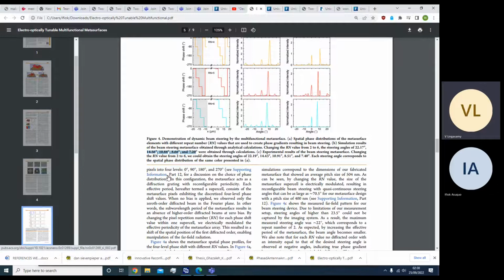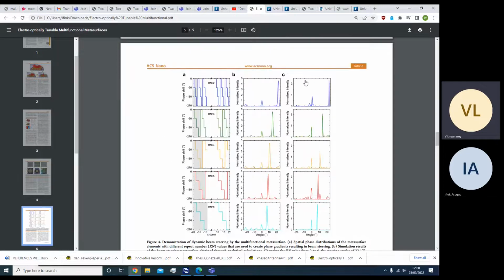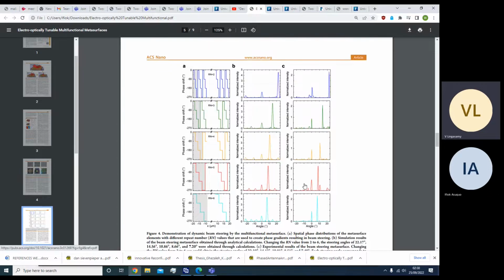Wait. See, RN is what? A repeat number? Yes, okay. Which means the number of elements or what? What is it? Yes, number. Look at it. Pixel repetition number. Okay. Can you see here? By changing the pixel number, can you see? Okay. I got it. See. Okay. So what is the doubt here? Yeah, I can understand this perspective. Okay, what is the doubt here?